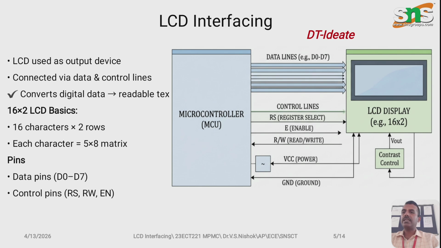Coming to the next, that is 16x2 LCD basics. It represents 16 characters and 2 rows. 2 rows represent the 2 lines. So in each line we can represent a maximum of 16 characters in the LCD display. That is the example we have shown here. The pins used are data pins D0 to D7 and control pins like RS, register select, RW, read write, and enabling the LCD display. That is represented as EN.